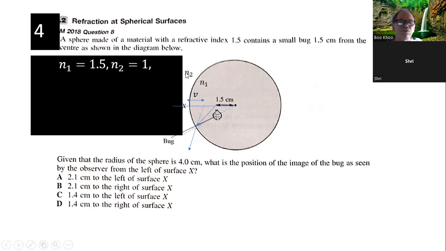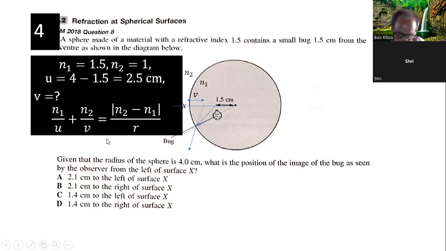And N2 is 1. So U, that's about... we want that distance. You are told that the radius is 4 cm. That distance is 4 cm. This is 1.5. So we have to calculate that's our U. Right? The distance is our U. That's why we have to subtract. I want to find V. Right? That's your formula.